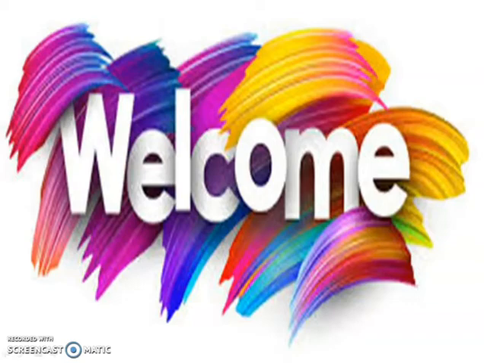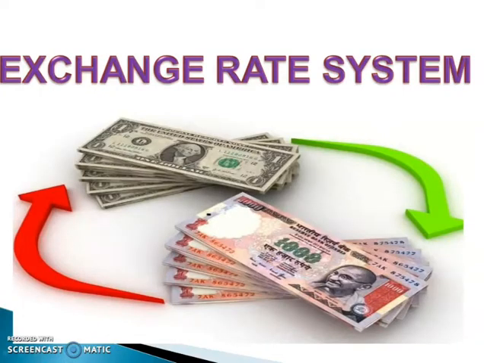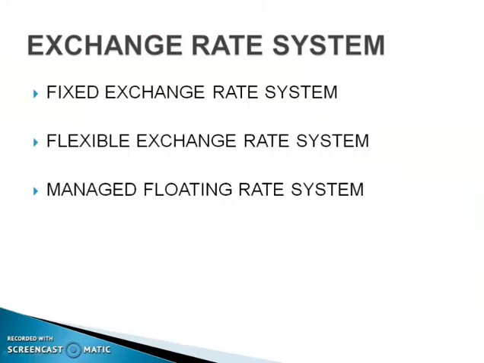We were discussing the chapter balance of payment. What is balance of payment? It is a record of all the economic transactions of a country. One of the important topics in this chapter is the exchange rate system. We have three types of exchange rate system: fixed exchange rate system, flexible exchange rate system, and managed floating rate system.